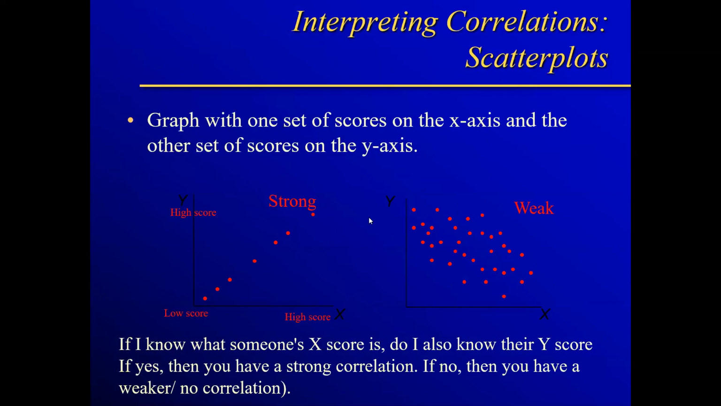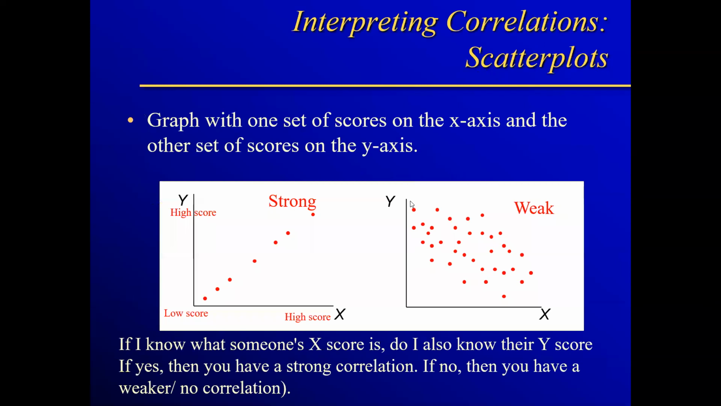So let's move on to interpreting correlations. The main way to interpret correlations is numerically, but we'll get to that. You can also get an idea of correlations by looking at scatter plots. This is something you have to do for your homework assignment and your paper, and we'll walk through creating a scatter plot. Essentially, all a scatter plot does is plot the scores of two variables.